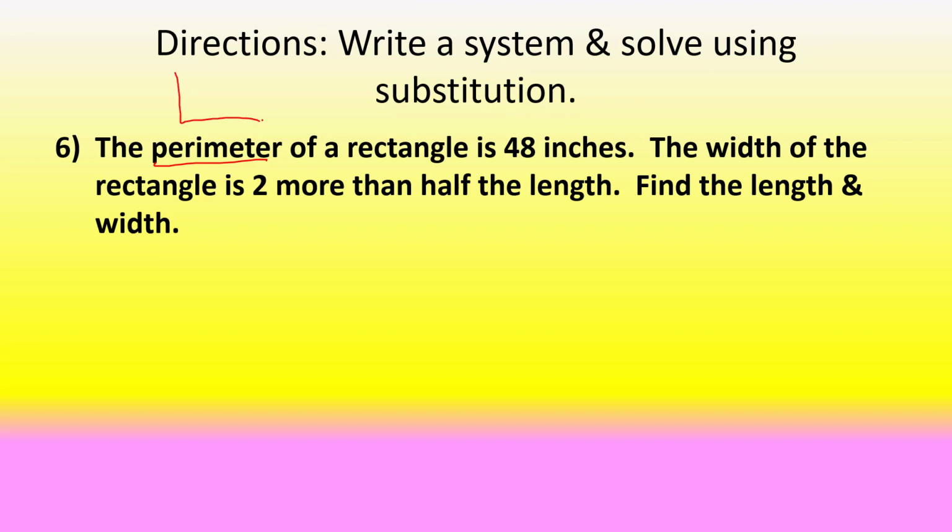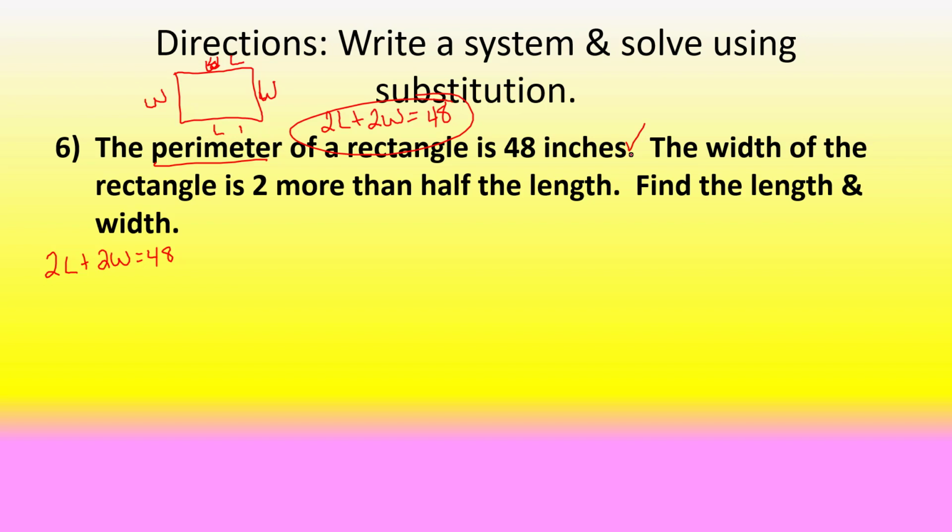Remember something about perimeter. We have a length and a width, so we have 2 lengths and we have 2 widths. Added them all together and that gives us 48. Well, that looks like an equation there, doesn't it? So let's make that our first equation: 2L plus 2W equals 48. We've used our first sentence.